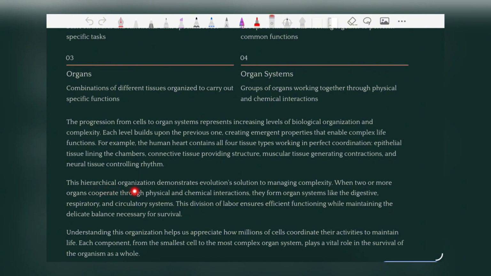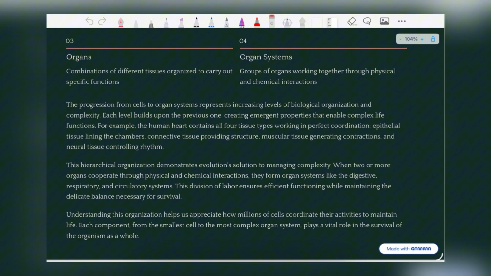The hierarchical organization demonstrates evolution's solution to managing complexity. When two or more organs cooperate through physical and chemical interaction, they form organ systems like the digestive, respiratory, and circulatory systems. This division of labor ensures efficient functioning while maintaining the delicate balance necessary for survival. Understanding these organizations helps us appreciate how millions of cells coordinate their activities to maintain life. Each component, from the smallest cell to the most complex organ system, plays a vital role in the survival of the organism as a whole.